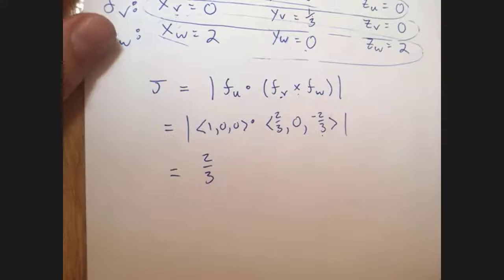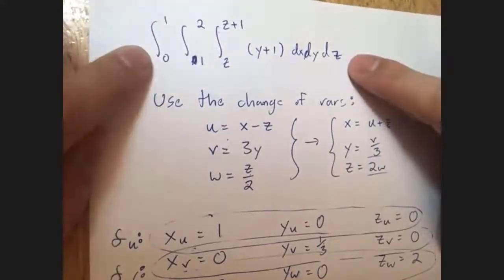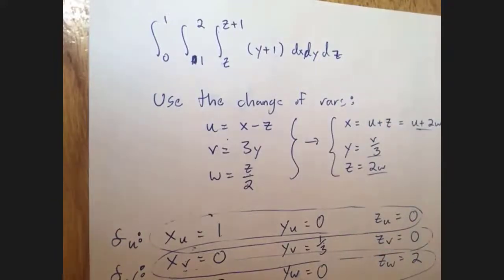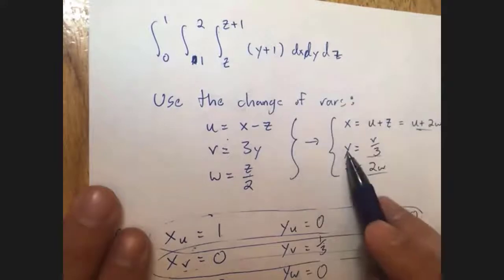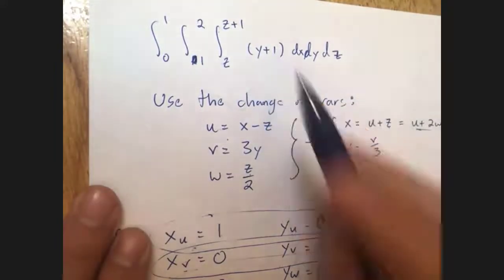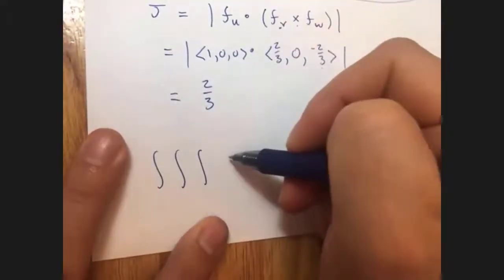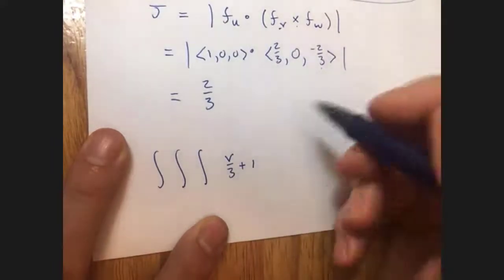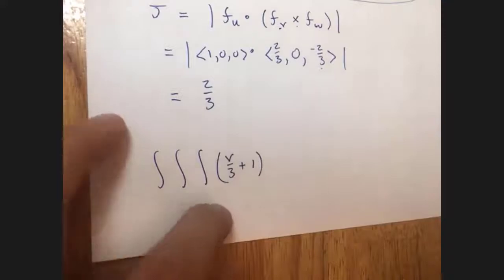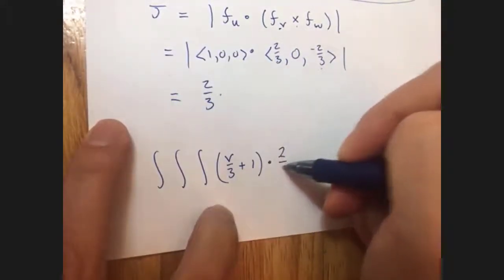Okay, so what we have to do is now rewrite everything in terms of these new variables and then multiply by that 2/3. Well, what does y plus 1 become? Well, y is v over 3. So y plus 1 becomes v over 3 plus 1. Okay, so my integral becomes v over 3 plus 1, and then we have to multiply by the Jacobian, which we just found, multiplied by 2/3.